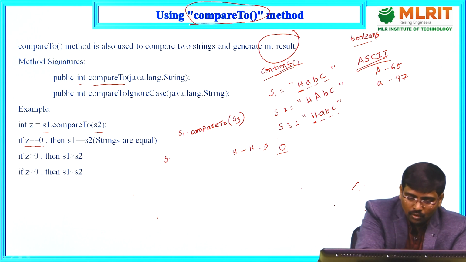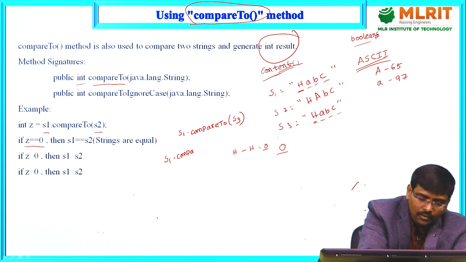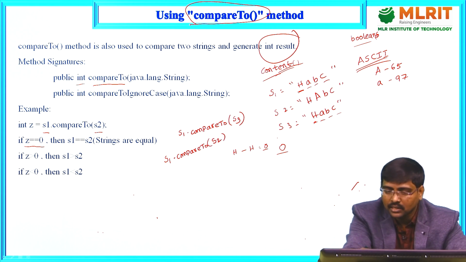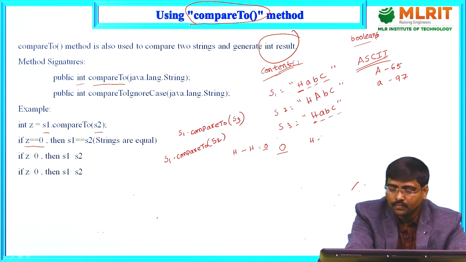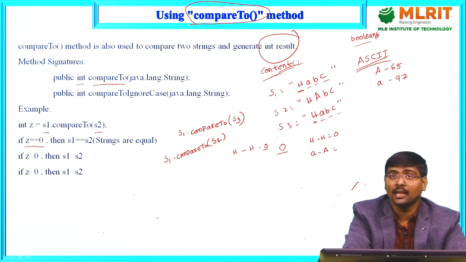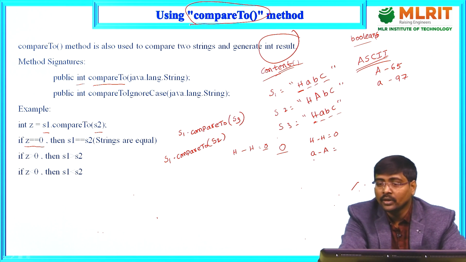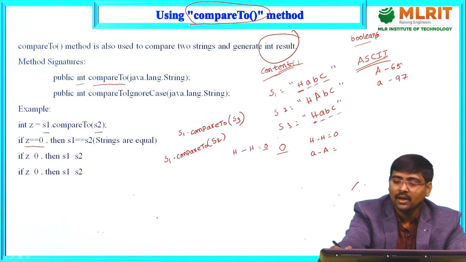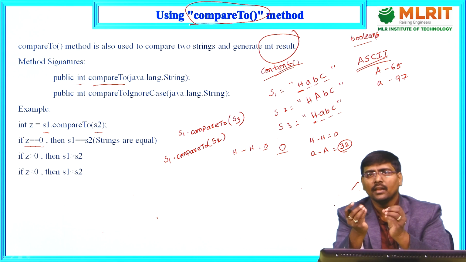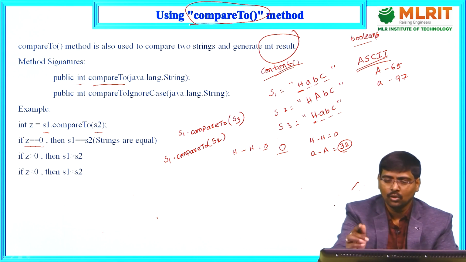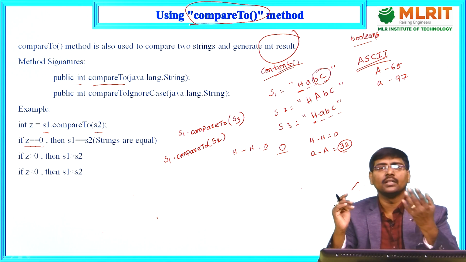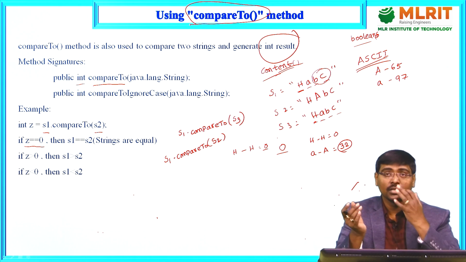For example, S1 dot compareTo of S2. Now how does the comparison happen? H minus H, 0. Next, small a minus capital A. Small a ASCII value is 97. Capital A ASCII value is 65. What is the difference? 32. Whenever you are getting a number other than 0, there is no need to compare the remaining characters. Why? Based on this one only you can say the string is not equal. The two strings are not equal.